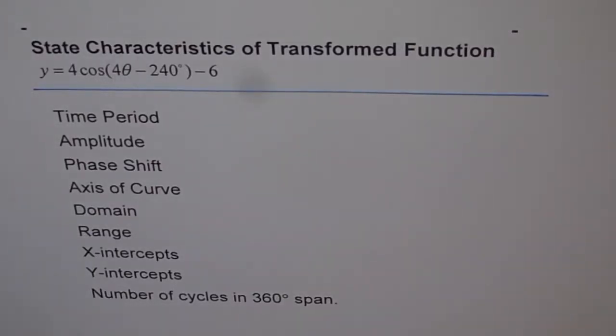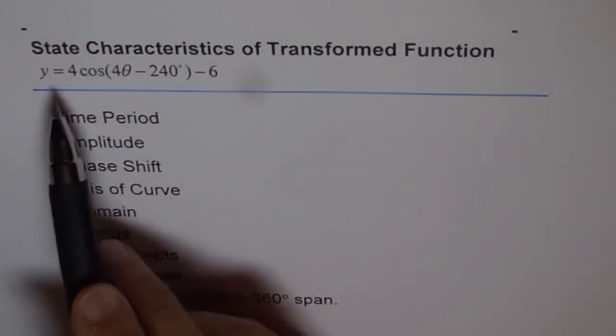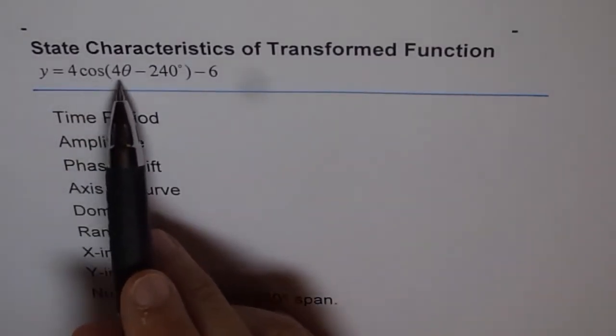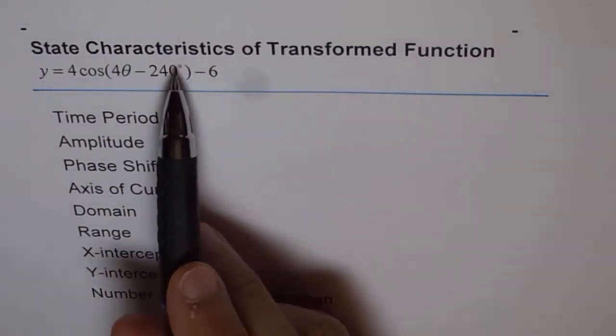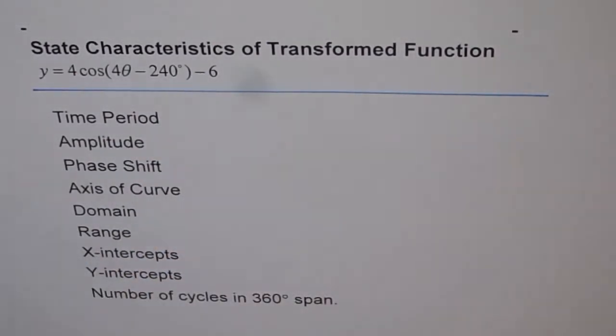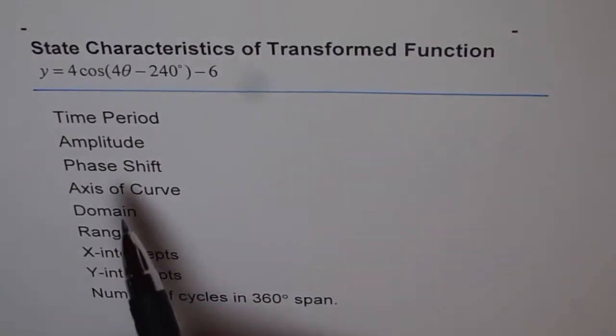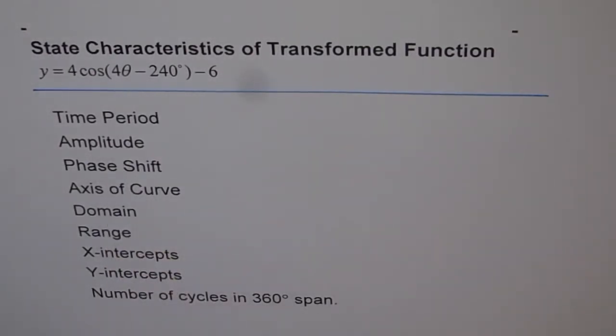State characteristics of transformed function. Here we have a cosine function which is y equals 4 cos(4θ − 240°) − 6. You need to write down all the characteristics of this function. Treat it as a test problem. I have picked it from a test paper.